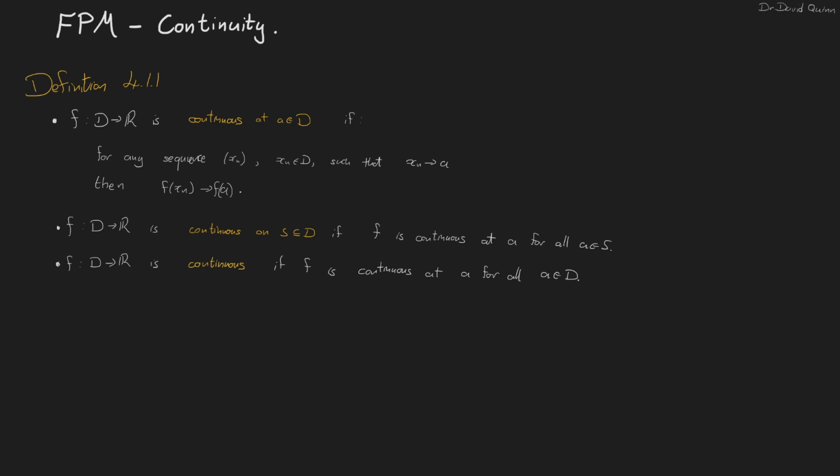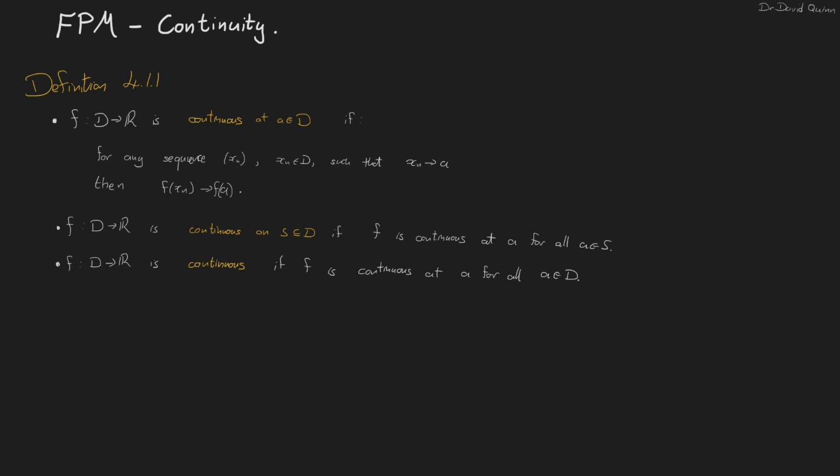And so this isn't just that you can find a sequence which converges to A and f of xn converges to f of A. This is any such sequence xn converging to A, f of xn converges to f of A. So this is only saying something about what happens at the point A. The function could be continuous here and discontinuous elsewhere in the domain.